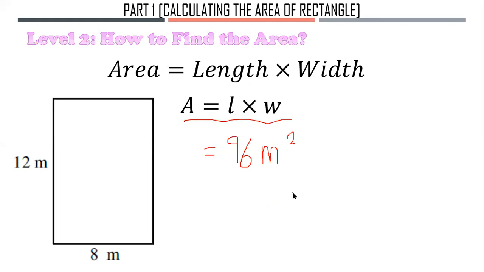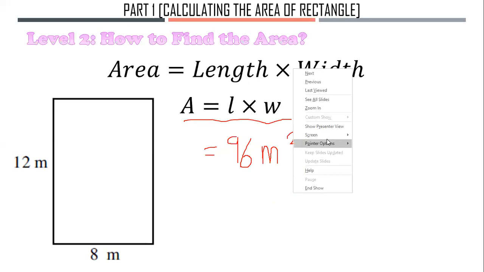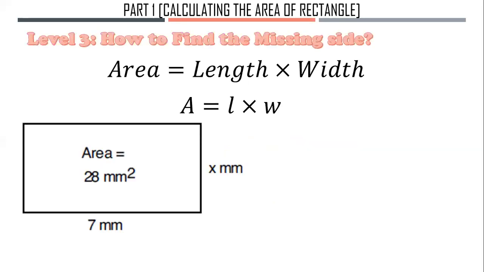Now let's move to the next question. Here is the next level, the last level. What if I gave you the area and I want you to find either the length or the width? What will you do in this case? First of all, you write the formula in front of you, put all of the information, then do it backward. Let's hear Noor.